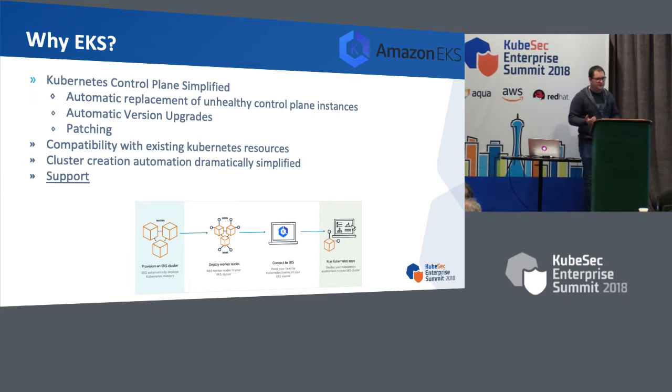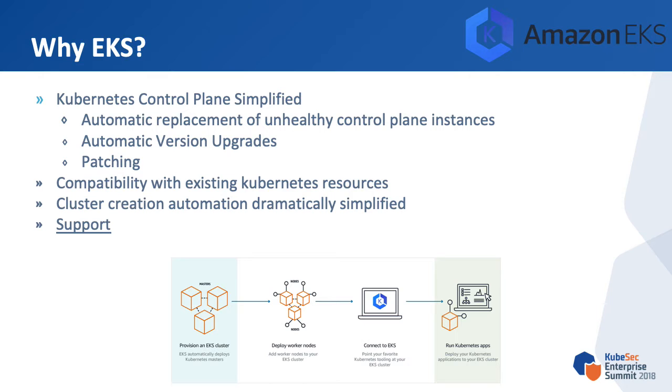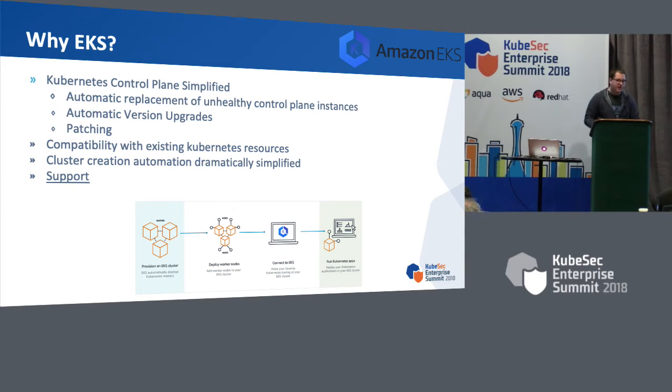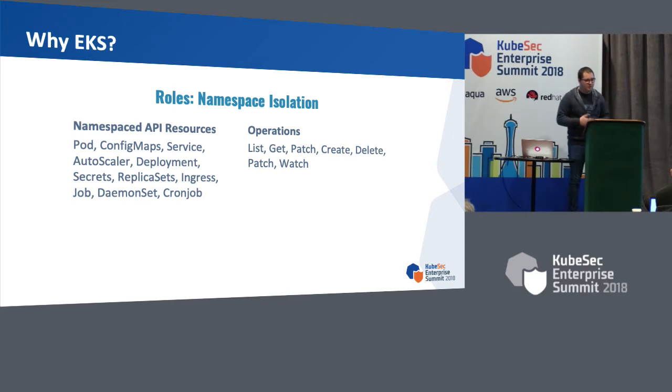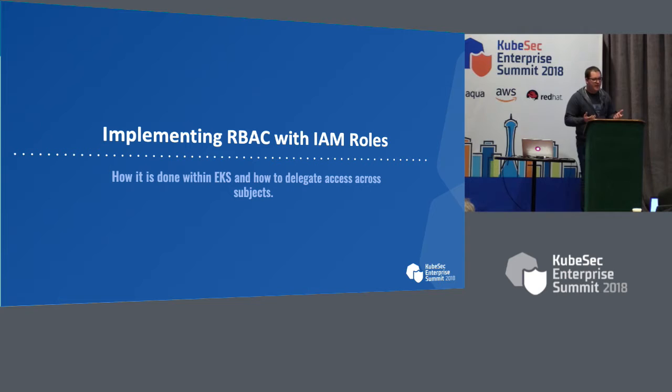So why EKS? Why use that in particular? Essentially, it allows for automated control plane management. You create a cluster on the fly. It's extremely simple, and they do security patching for you. If you've managed a control plane, it can be quite a pain, so it's nice to be able to click a button. And basically, compatibility with existing tooling, and obviously support. At Tinder, we're a very large organization, and we run into things that nobody else will run into, so that support is invaluable. So basically, implementing RBAC with IAM roles.